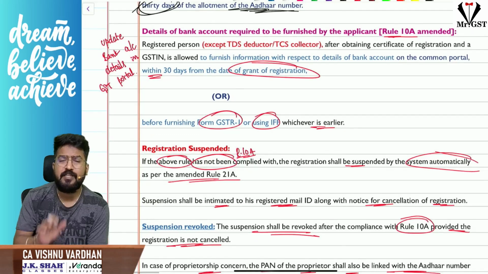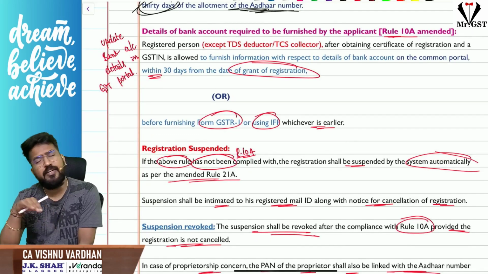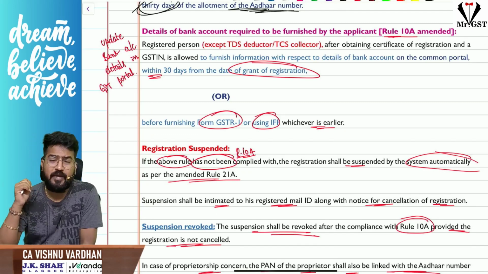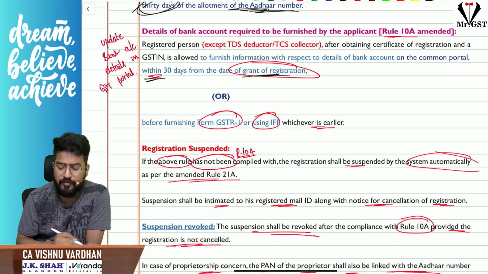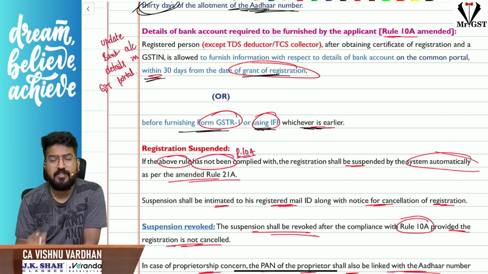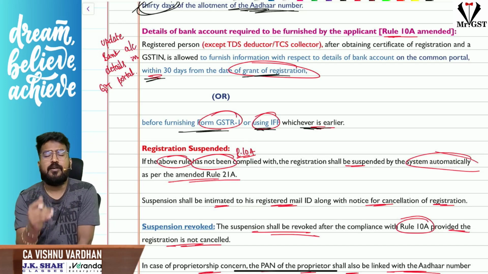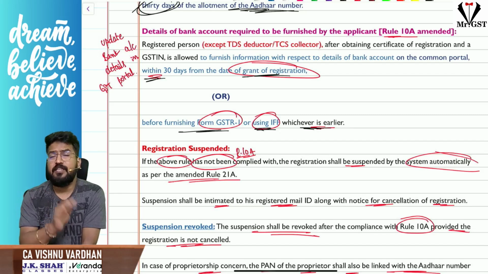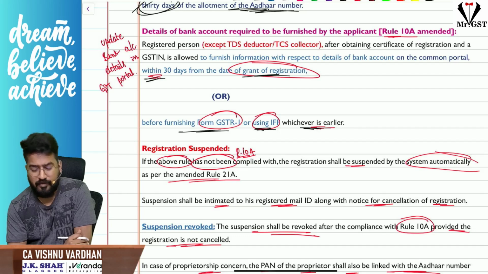Nothing but, sir, they are asking you to update your bank account details at the time of applying for registration, or even after getting registration you can update your bank account details, but you should do that within 30 days from the date of grant of registration, or before furnishing the GSTR1 or IFF, whichever is earlier. Am I clear? So you should update your bank account details in the GST portal within 30 days from the grant of registration, or before furnishing your GSTR1 or IFF, whichever is earlier.